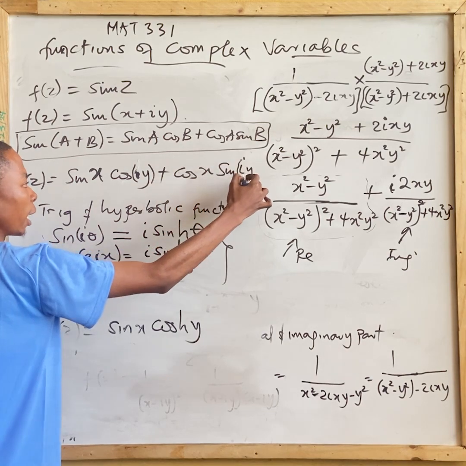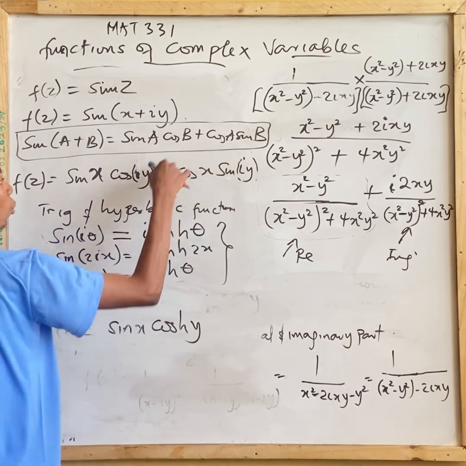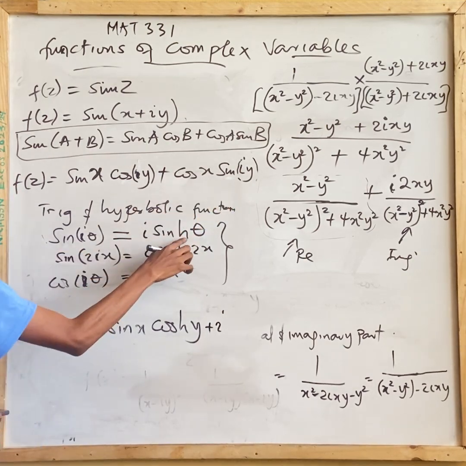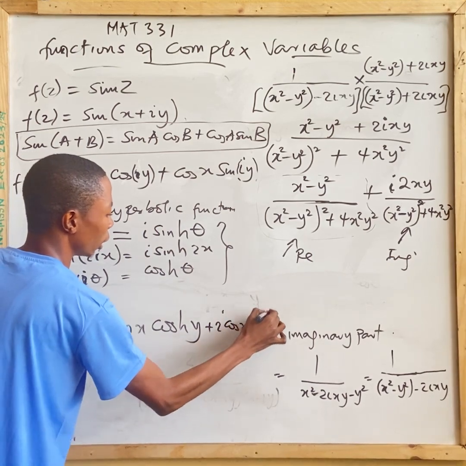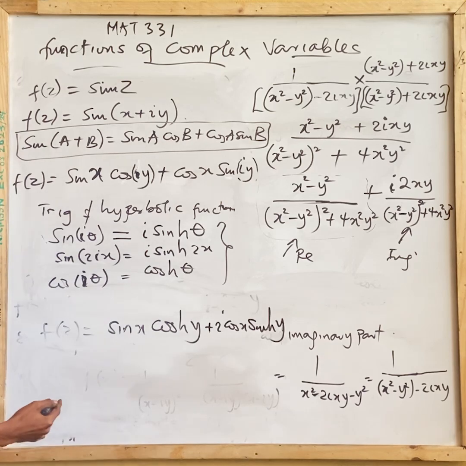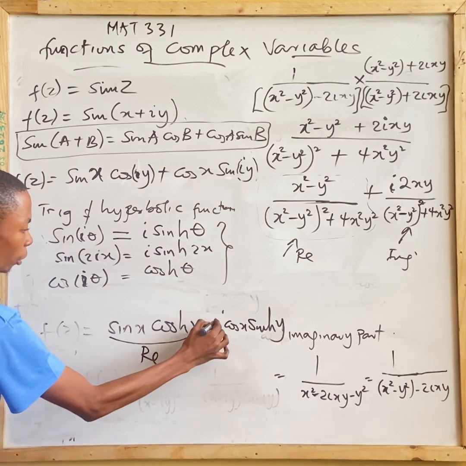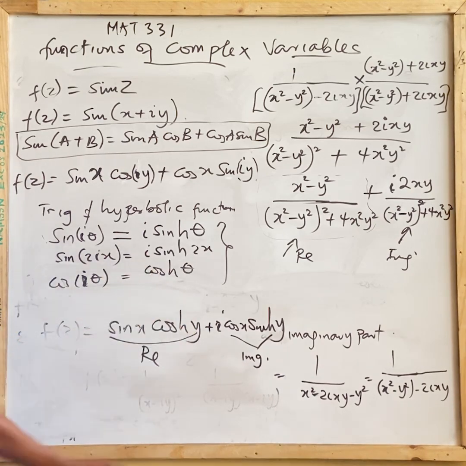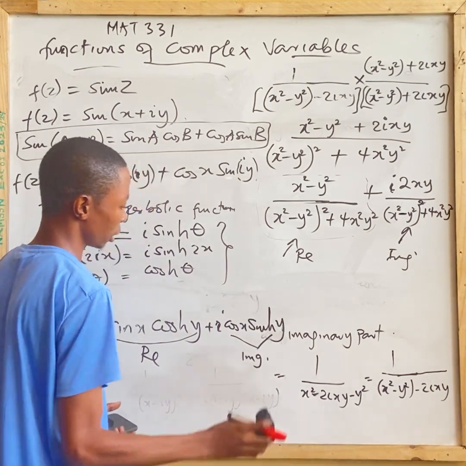And from here now we have sine iy. This i, and sine is an odd function, this i will move to the back like this. It will turn to i, and this part of sine will turn to hyperbolic sine. So we are going to have i cos x sinh y. So with that now, we've gotten what we need. Everything here represents the real part. Because of i that is here, everything here represents the imaginary part. So real and imaginary. That is how we separate a complex variable into real and imaginary parts.